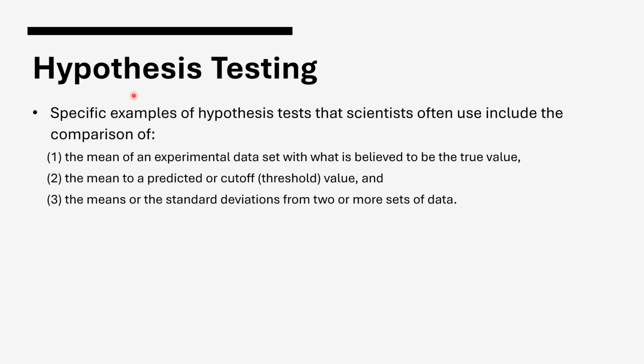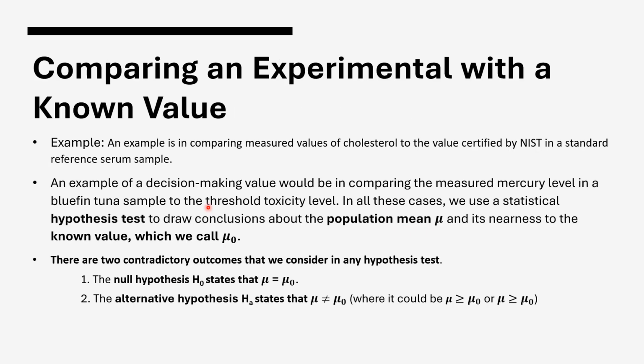Now, we can actually have hypothesis testing via the comparison of the following. First, we can compare the mean of the experimental data set with the true value, or we can compare the mean to a predicted cutoff or threshold, or we can compare the means of two or more data sets. An example is we compare the cholesterol level that we obtained experimentally with the NIST standard. So we can compare the experimental mean with a known value in here, and we can conduct hypothesis testing.